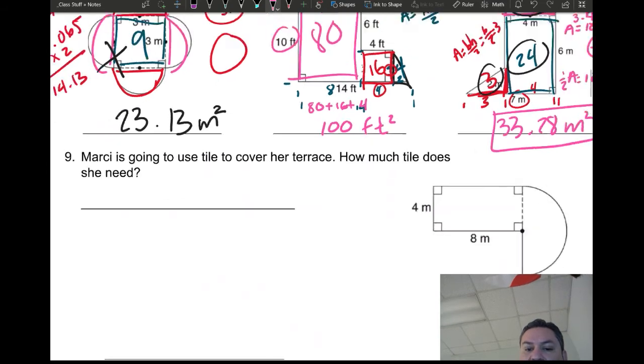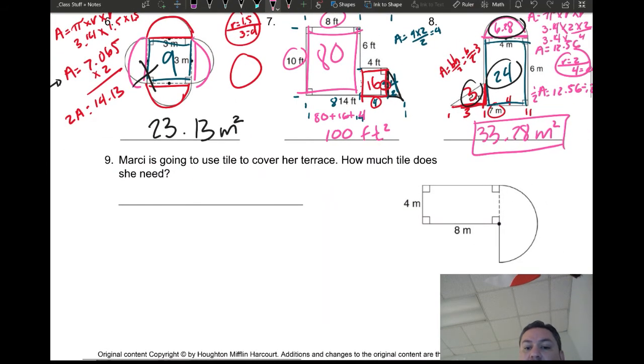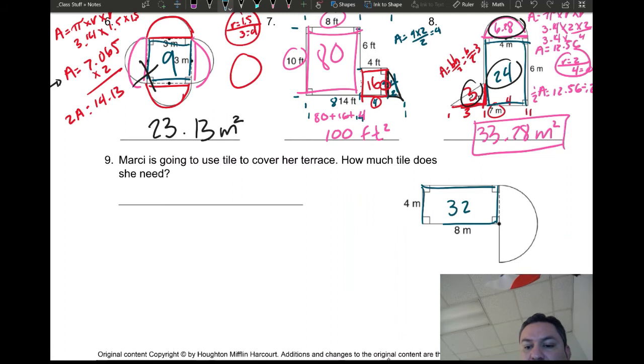Now it's going to be the same thing for the next one. We're going to find the area for the rectangle, which is a 4 by 8, simple, 32. And then we have a semicircle.